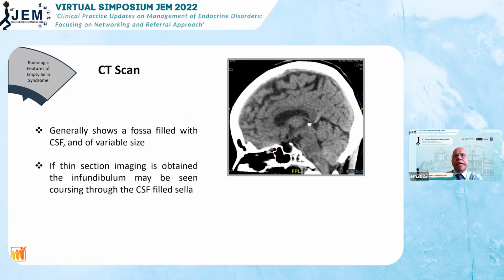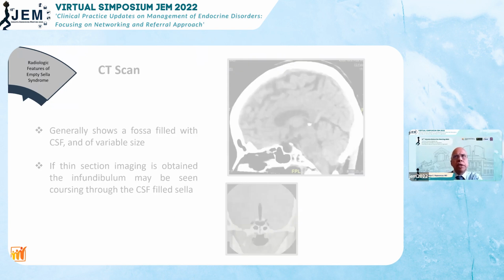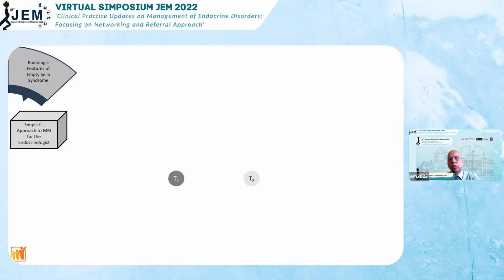If thin section imaging is obtained, you might see the infundibulum. It's not easy to quite see here, but if you see a line going down, that would suggest empty sella. Otherwise, one cannot diagnose an empty sella. So we are dependent on MRIs most of the time.